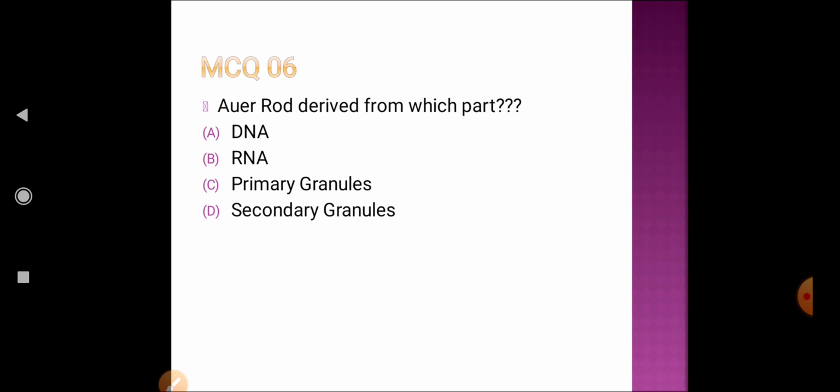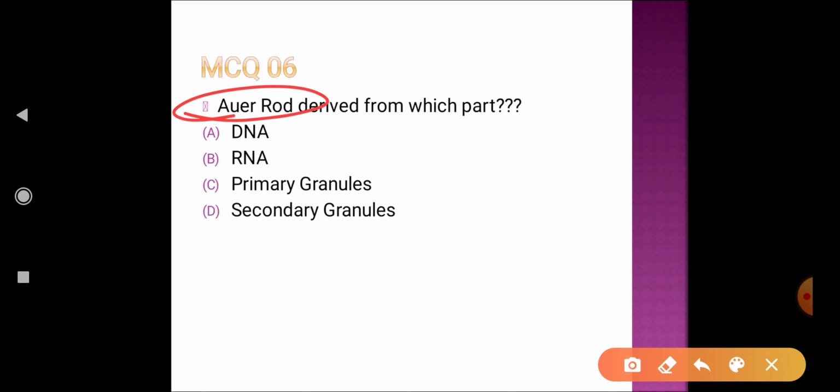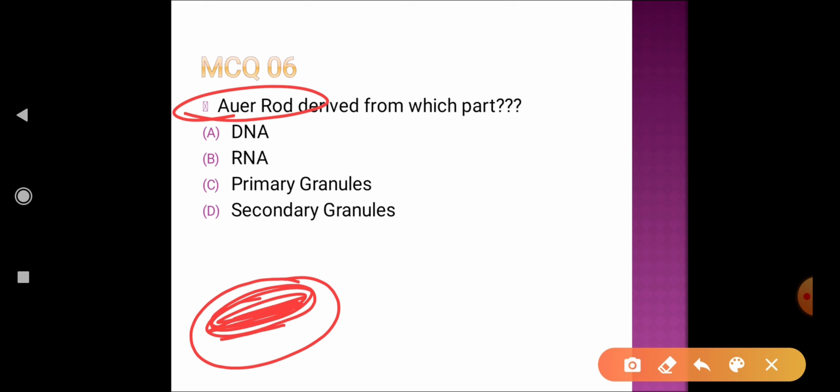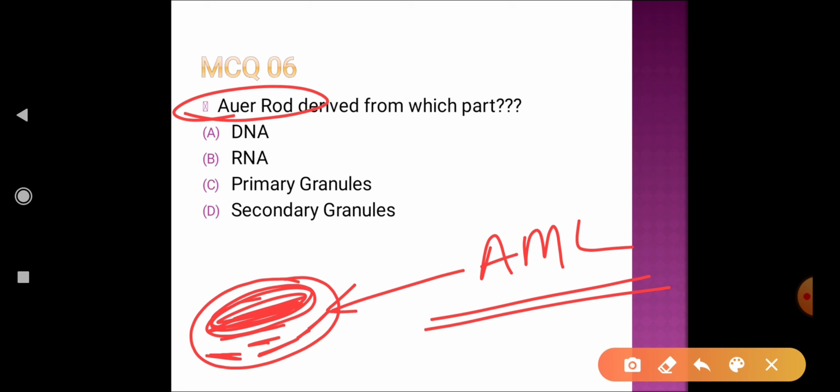Okay, now MCQ number 6. Auer rod is derived from which part? First of all, you should be familiar with the Auer rod. What is an Auer rod? The Auer rod is a needle-like crystal seen in the blood cells, particularly in the myelocyte. Suppose this is your myelocyte, then there is a presence of a needle-like crystal in the cytoplasm of the myelocytes, and that is seen particularly in AML, acute myeloid leukemia.